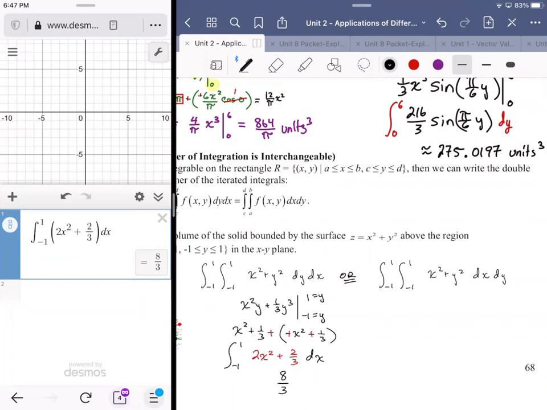Going the other way, we're looking at 1/3 x cubed plus y squared x over the interval of -1 to 1. You see it's got the same ingredients, so it's going to shake out in a similar fashion, if not exactly the same. All right. So I plug in a 1.